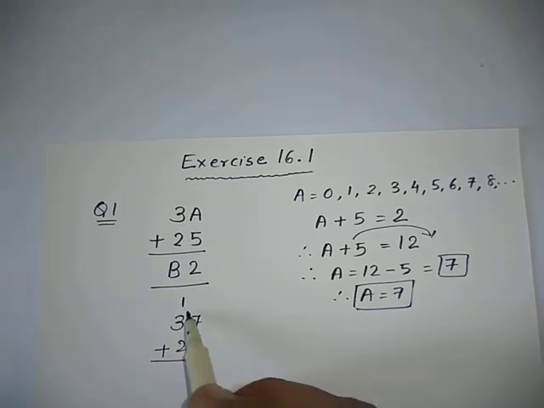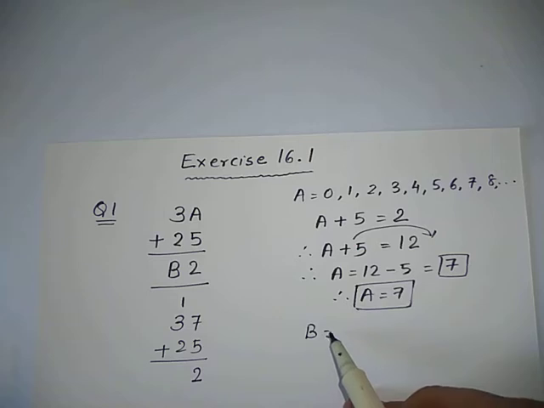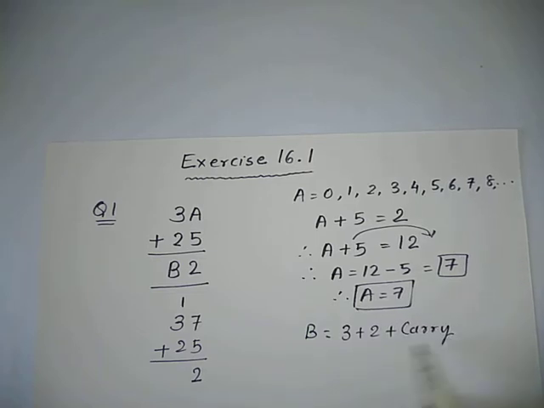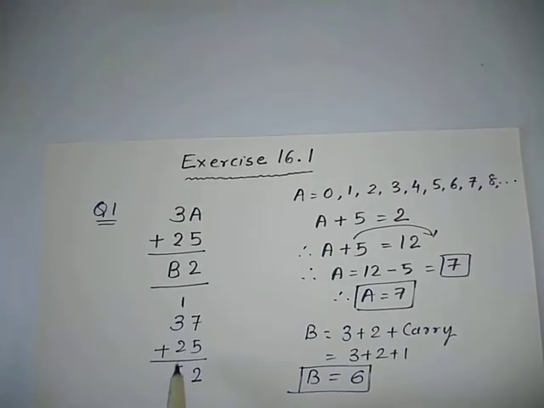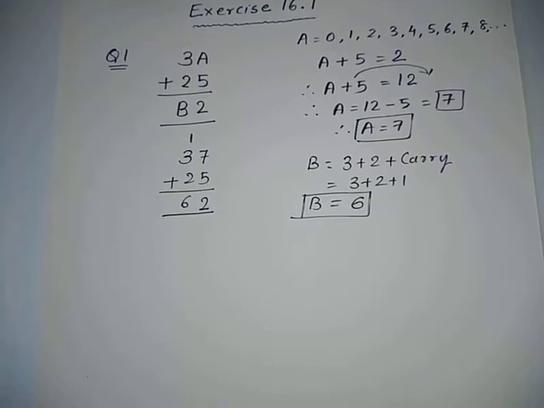And B is equal to how much? I will get that will be 3 plus 2 plus carry. That will be 3 plus 2 plus 1 and I will get the value of B is equal to 6. Hope it is clear to everyone, this first question. We proceed for the second one.